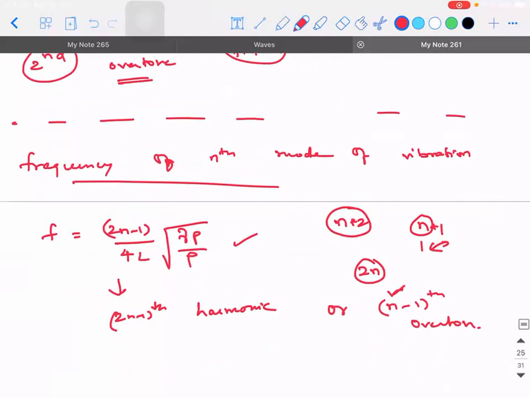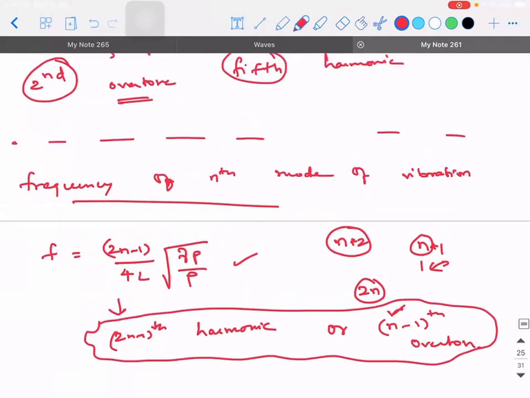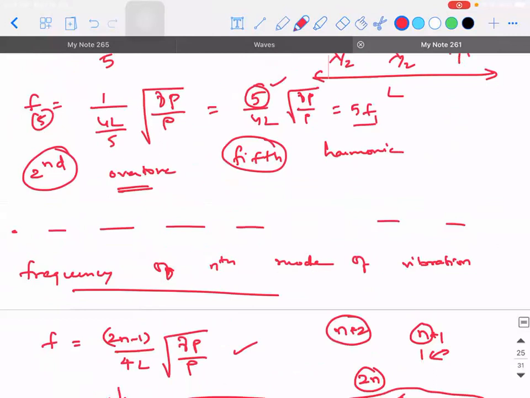Sir, when you take n as 5, you got the second overtone, no, sir? Where did I take n as 5? I didn't take n as 5. Here I wrote it as 2n minus 1. This 5 and this 5 are matching. That is how I took.